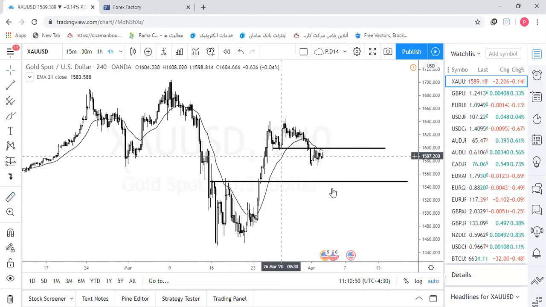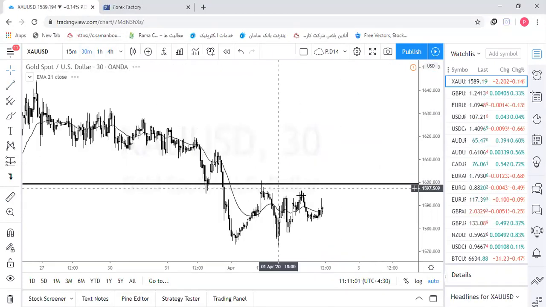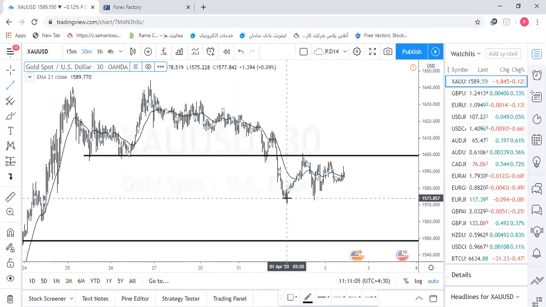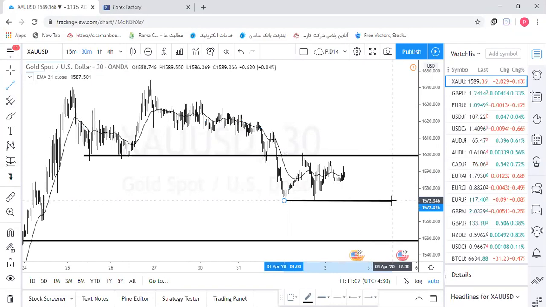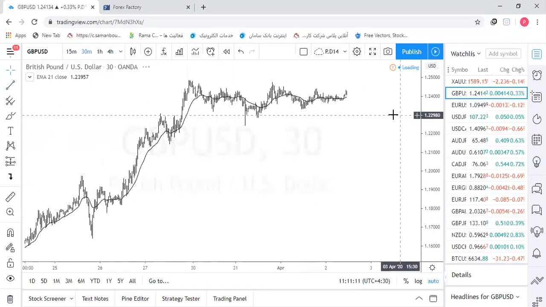So actually this is not an important pair today. I think it's not good taking because I can't find a good entry. The best entry will be after the break of this consolidation, okay? But I don't like that because the stop loss will be too much.